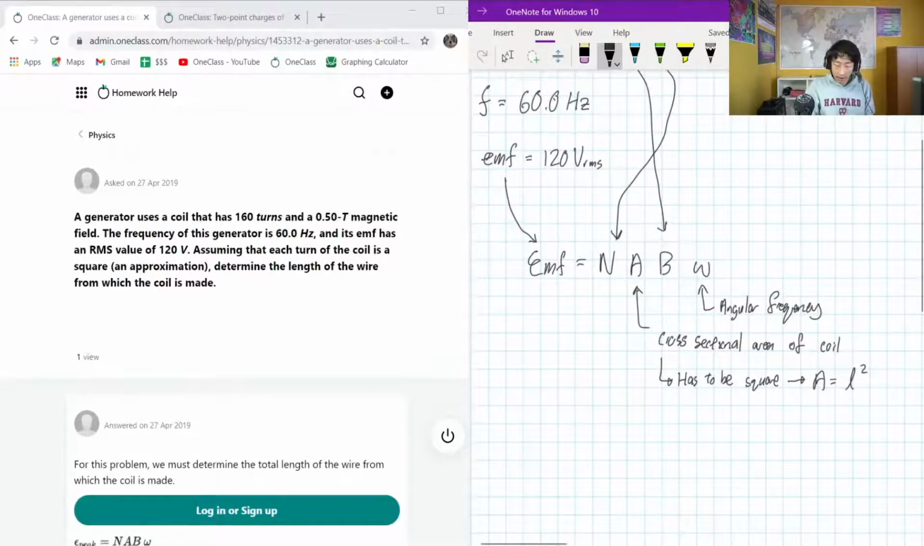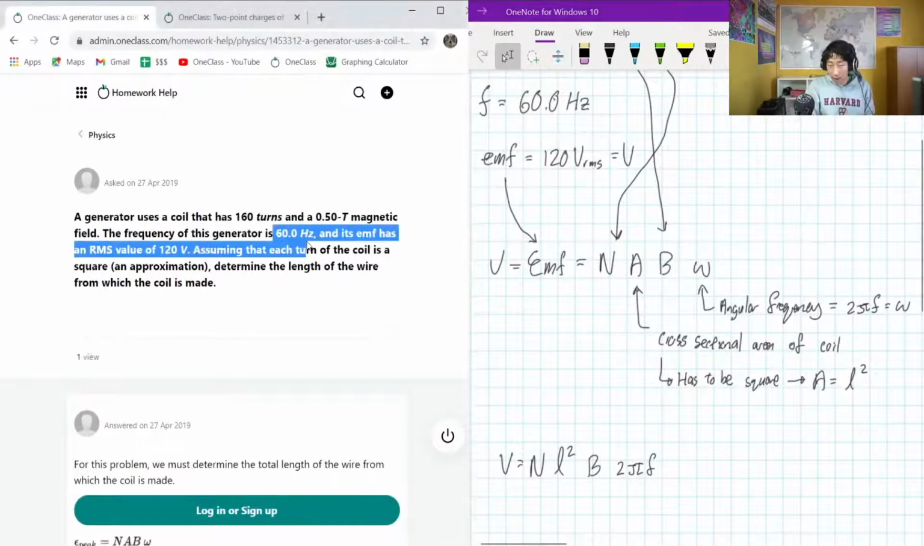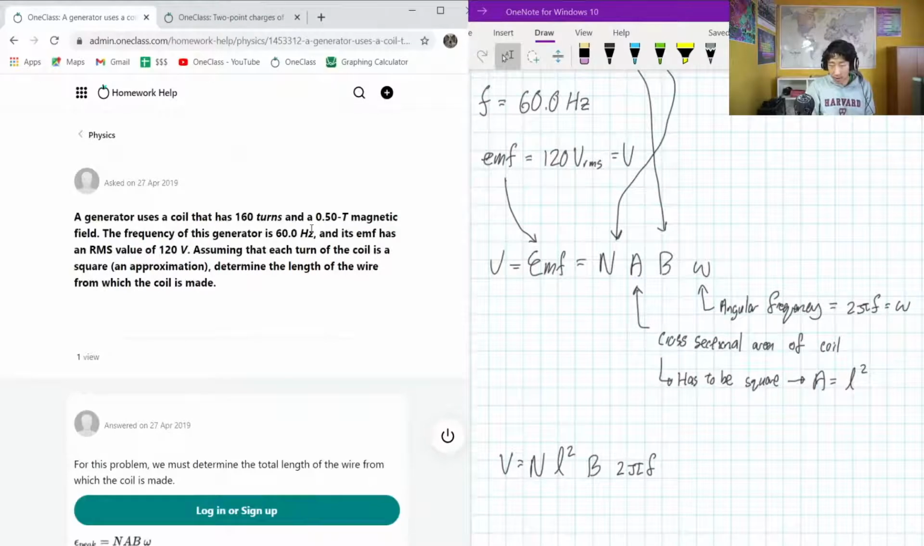Okay, so we could rewrite this, let's just say that this is equal to V, just so it's a little bit easier to write. So we have V equals N, instead of A we'll have L squared, B, and instead of angular frequency, this will be 2 pi F, which is equal to omega. So we can just do 2 pi times the frequency they gave us, because the frequency that we were given is in hertz. So we need to convert that to radians per second. We just multiply 2 pi to that.